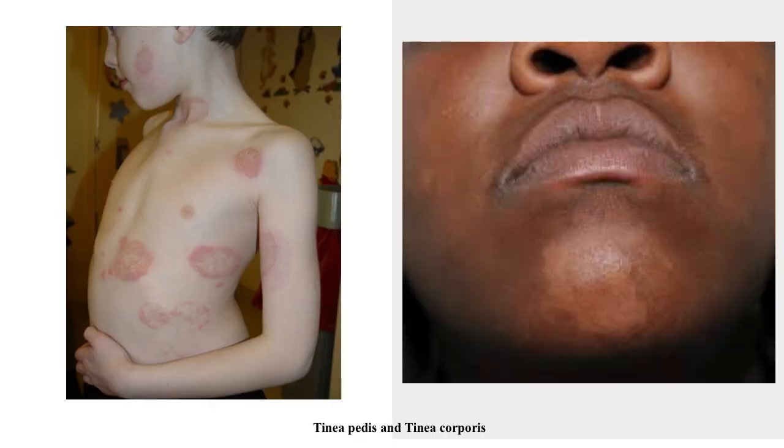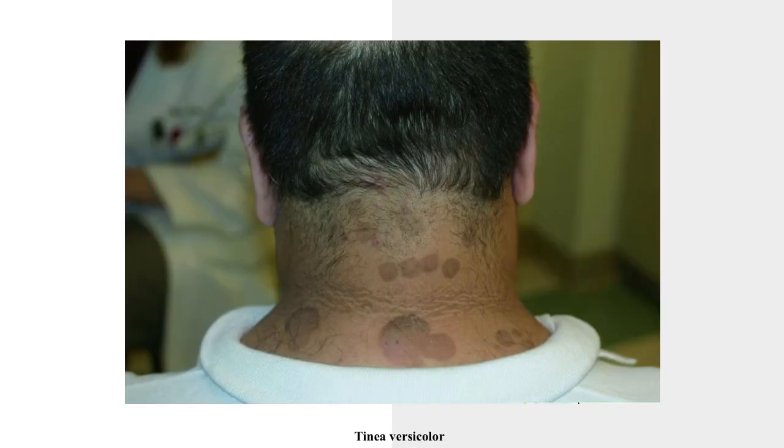It's important to realize that Tinea pedis and Tinea corporis may look different in people of different skin tones. Lighter skin tones may have a red, roundish, and flaky appearance, whereas darker skin tones may look very different, like a lighter, demarcated lesion.